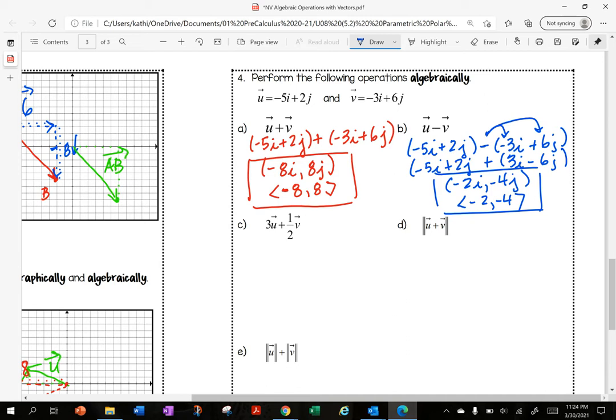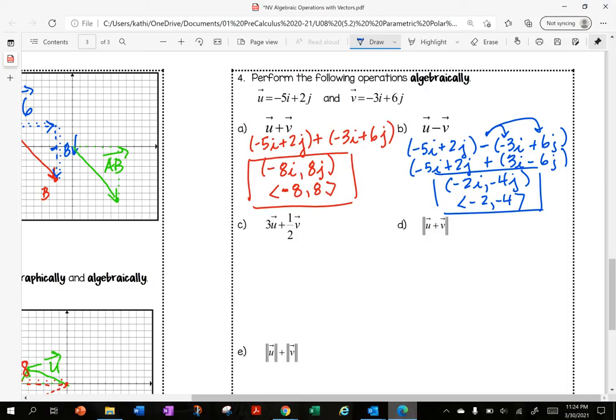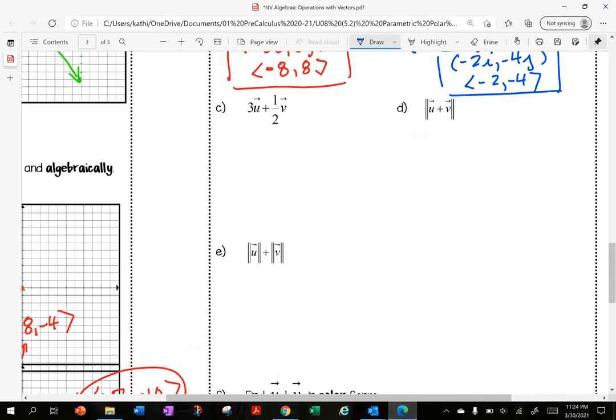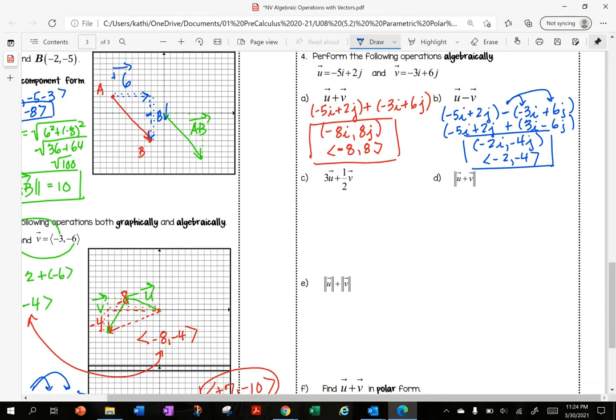Okay, I can also do it with scalars. So I'm going to say 3 times u. Well, I guess we want to still see what all the vectors are, so we'll leave it like this. Okay, so 3 times u, which is negative 5i plus 2j, plus a half of v, negative 3i plus 6j.